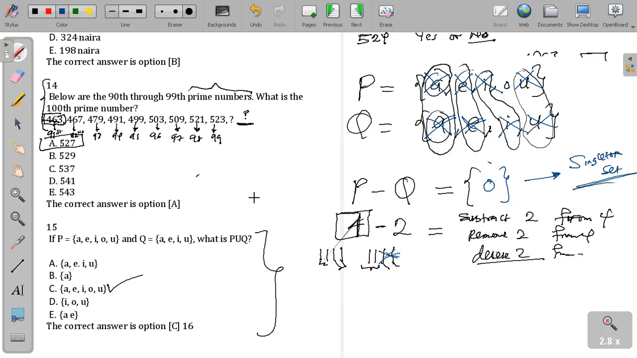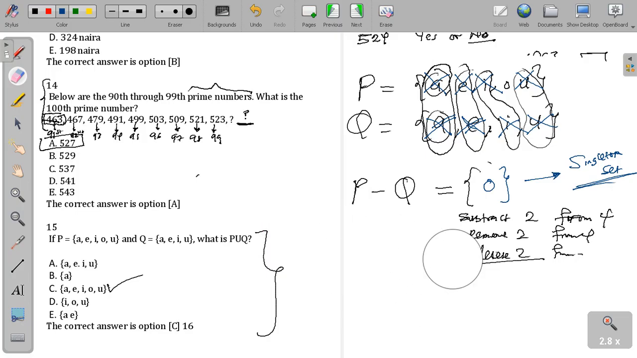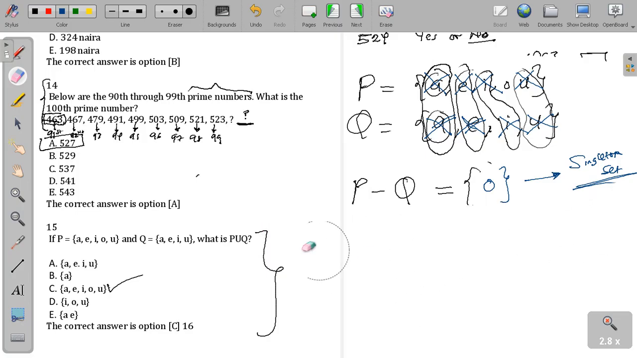So do you guys understand that? Or do you still want me to try another example? If you come across subtraction, here we have unions, we might end up seeing subtraction. So is this clear, guys? Do you understand? Can you guys hear me?